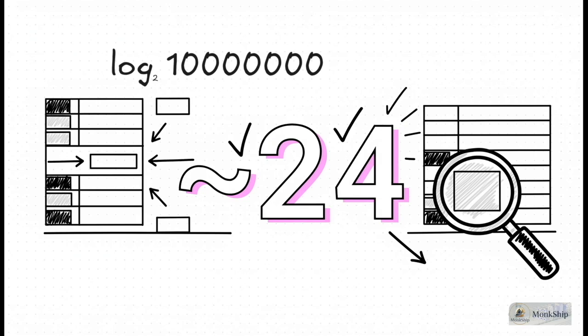Let's say you have a sorted list with 10 million items in it. How many checks do you think it would take binary search, worst case scenario, to find any single item? The answer is about 24. I'm not kidding. Just 24 checks to find one item out of 10 million.